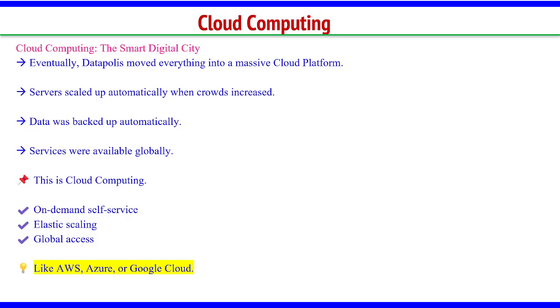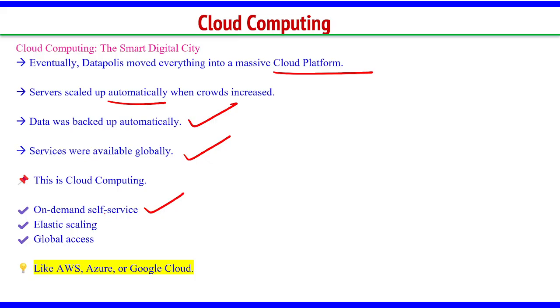Okay, so the cloud computing. Now, same data police, that grand festival event, what they are doing now, they are moving everything into the cloud platform. What is the advantage? Servers can be scaled automatically when the crowd increases, data can be backed up automatically, services can be available globally and 24/7, right? So that is cloud computing: on-demand self-service, elastic scaling and global access. From anywhere in the world you can access that service.